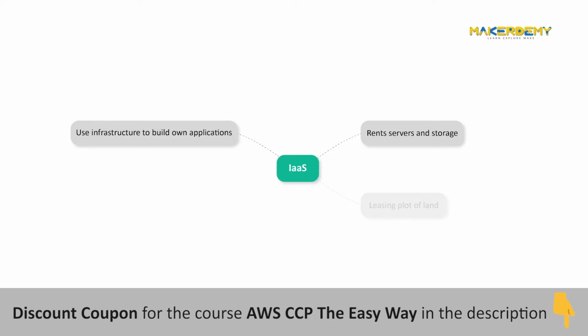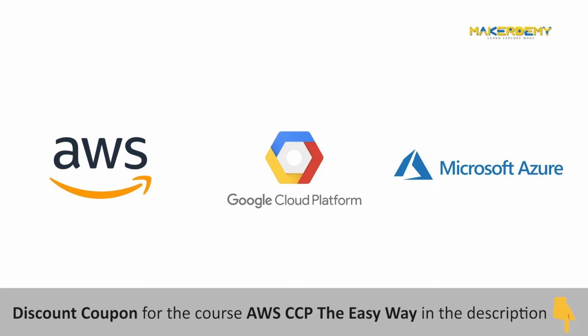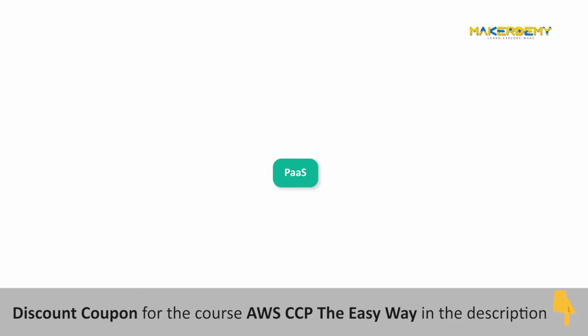We can view it as a company leasing a plot of land on which they can build whatever they want, but they need to provide their own building equipment and materials. AWS, GCP or Google Cloud Platform, and Microsoft Azure come into this category. PaaS is a short name for Platform as Service. In this model, companies pay for the things they need to build their own applications.